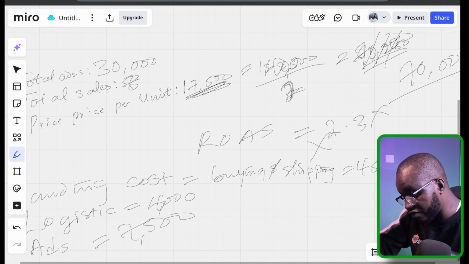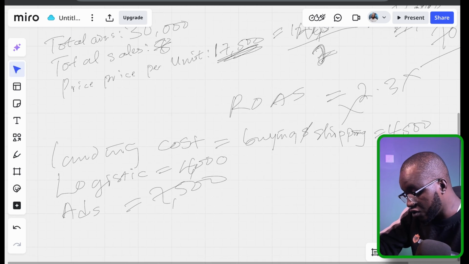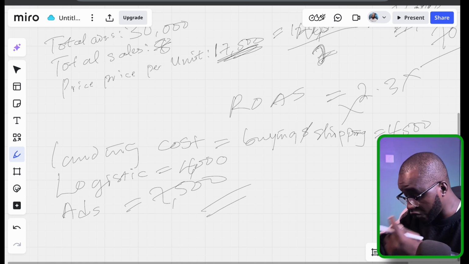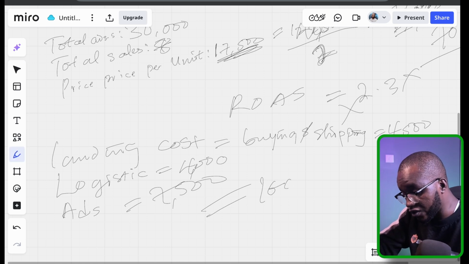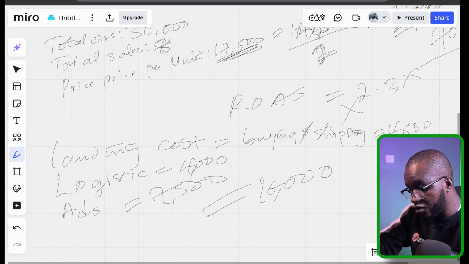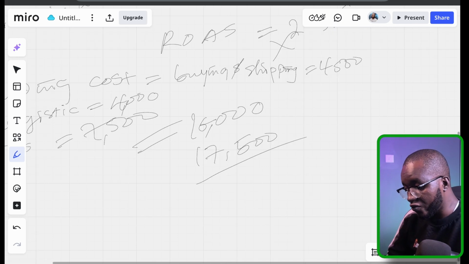Now, when you calculate that 7,500 naira here, this one is 9,000, this one is 7,500, so 9,000 plus 7,500, that should be 16,500 if I'm not mistaken. Yeah, 16,500. So this and this and this, that is the total with what you currently have now. The total is 16,500, and you are selling the product for 17,500. It means that your profit is 1,000 naira.